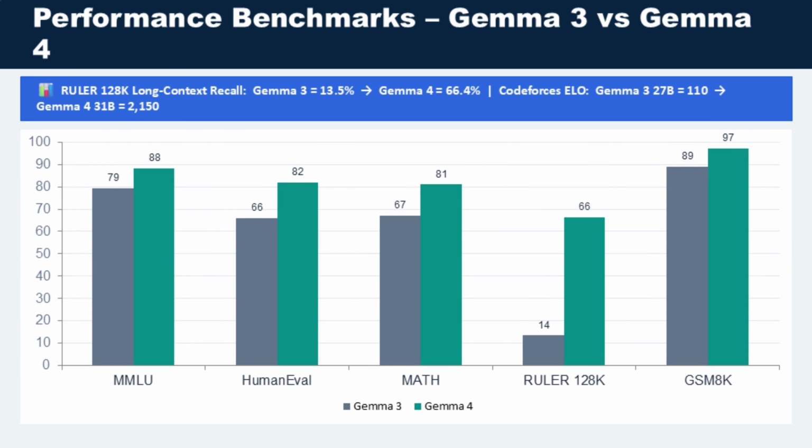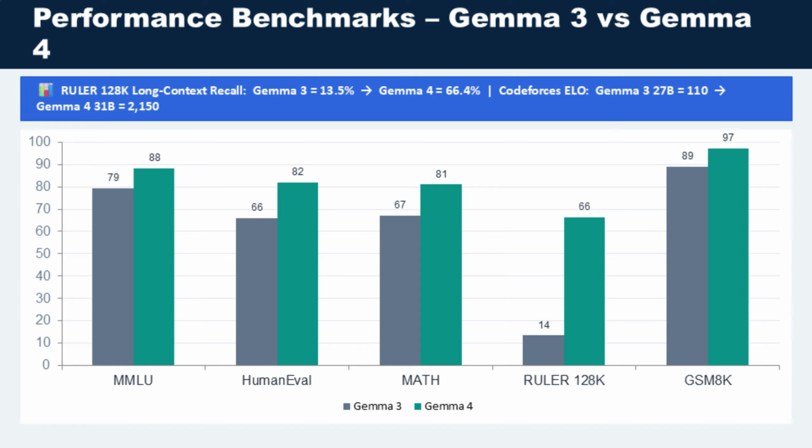Let's see how Gemma 4 performs. On the first one, the MMLU, the standard knowledge benchmark, Gemma 4 scores 88.2 versus Gemma 3 at 79.4. So we have an improvement here. On human-level coding, it jumps from 66 to 82%. And in math, we have an improvement too, from 65 to 81.